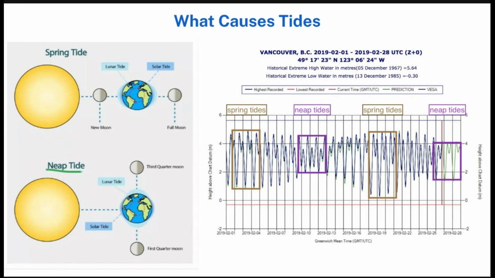A neap tide is always going to be smaller. With the moon here at the top and bottom of the earth in this graphic, we get a smaller bulge creating the tide. So if we look at the graph to the right, spring tides are the new moon and full moon. Neap tides are third and first quarter. So our spring tides are larger.